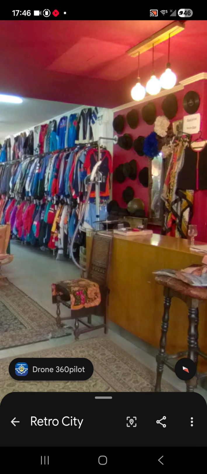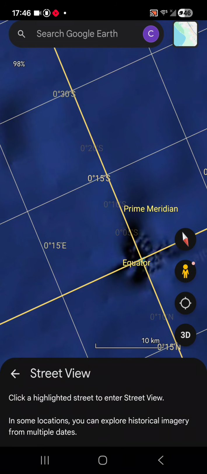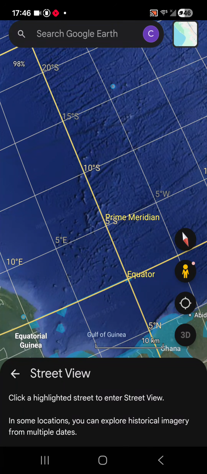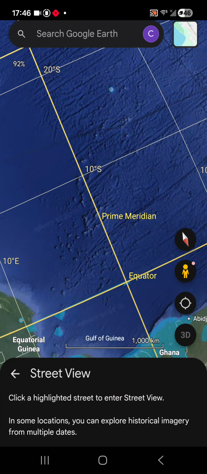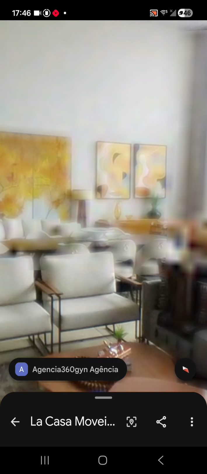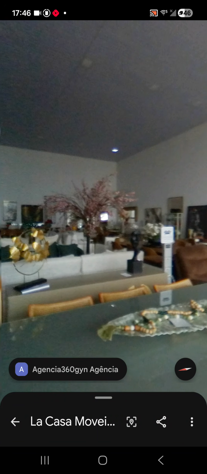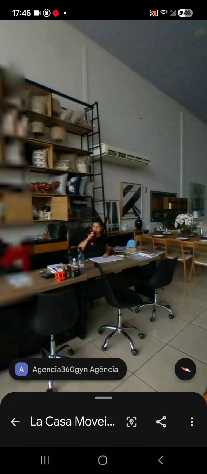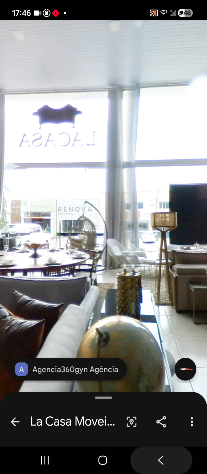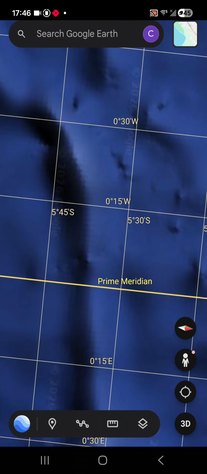Africa, the equator, we're back in the store. Now let's go down the equator south, away from Africa. The prime meridian. Now we're going further. And remember, I'm tapping Street View in the ocean of Google Earth. And I'm not on the land. Now let's continue to go south.